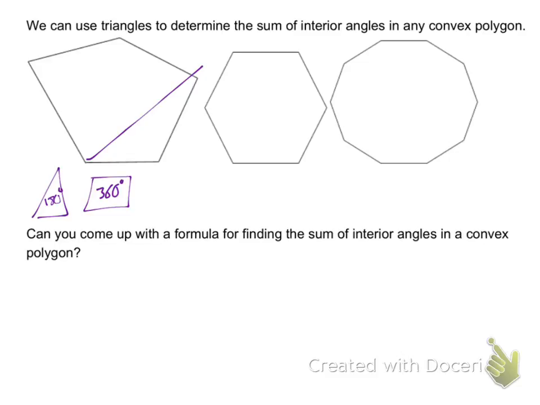Another reason that we would not choose to put it in the middle is because you wouldn't have the overlap. So my suggestion is to pick one vertex and connect it to all of the others that you can within the polygon. How many triangles are formed? 3. How many degrees are in a triangle? So if there are 3 triangles, 360. No, 180, so 540. So it's 540.